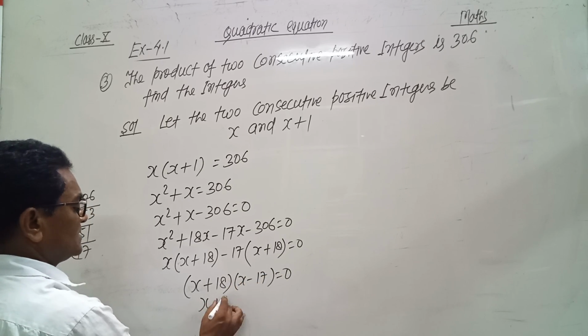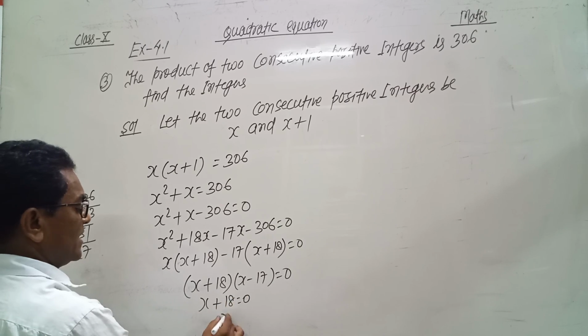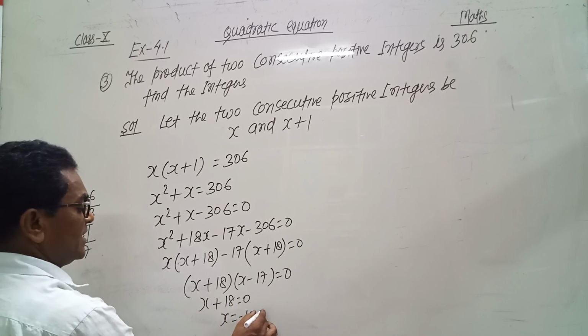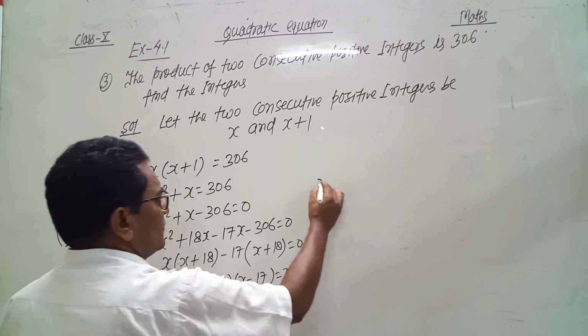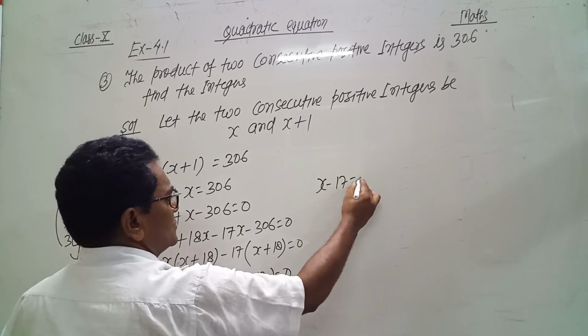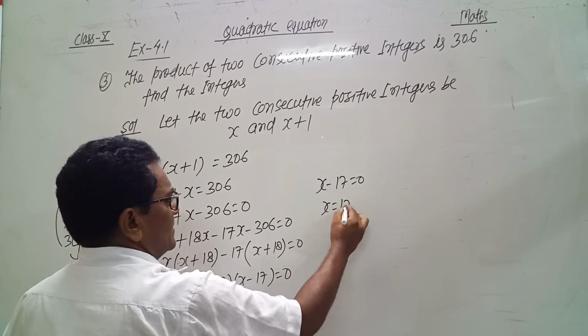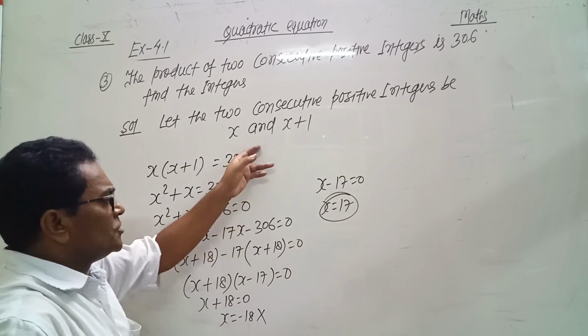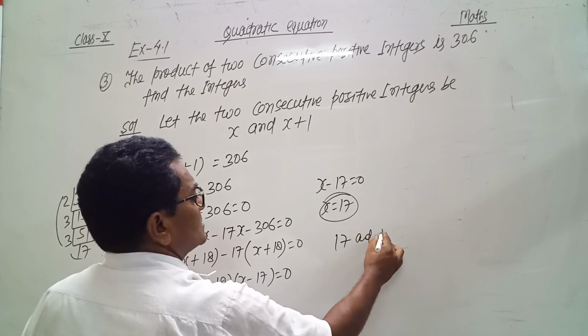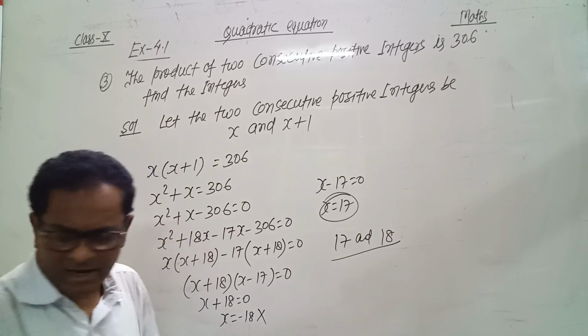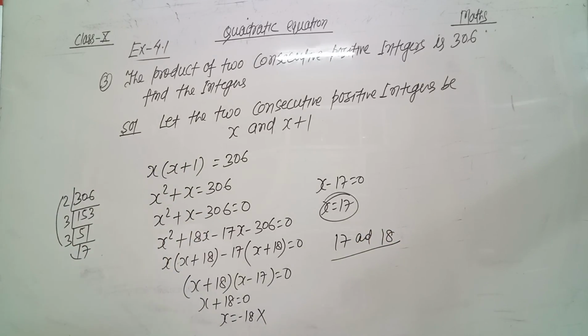So x plus 18 equals 0 and x equals minus 18, which we can't take. So from x minus 17 equals 0, x equals 17. So the two positive integers are 17 and x plus 1, which means 17 plus 1, 18. So we get the two positive integers as 17 and 18.